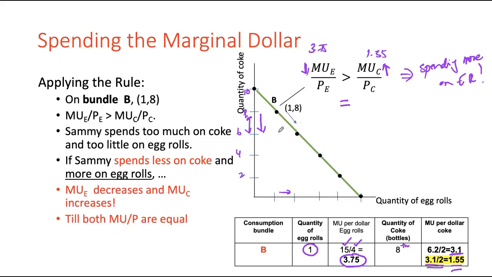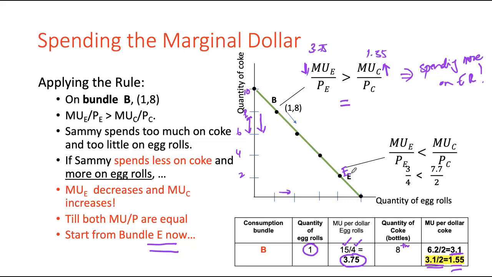On the other hand, we can also try a bundle like E. So let's start from the other side of the spectrum. A bundle like E is over here. At bundle E, I am consuming 4 egg rolls and 2 Cokes. And similarly, I can now calculate the marginal utility per dollar for an egg roll. From the 4th egg roll, my marginal utility is 3 divided by the price of egg roll, which is 4. Marginal utility from the Coke, with the second Coke to be particular, would be 7.7 utils divided by the price of Coke.